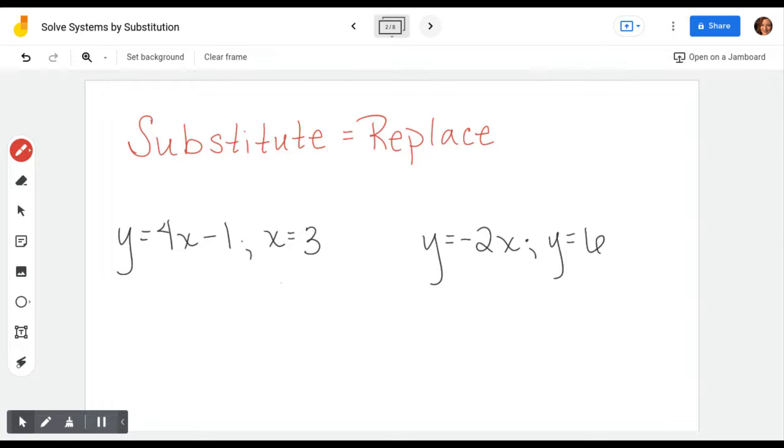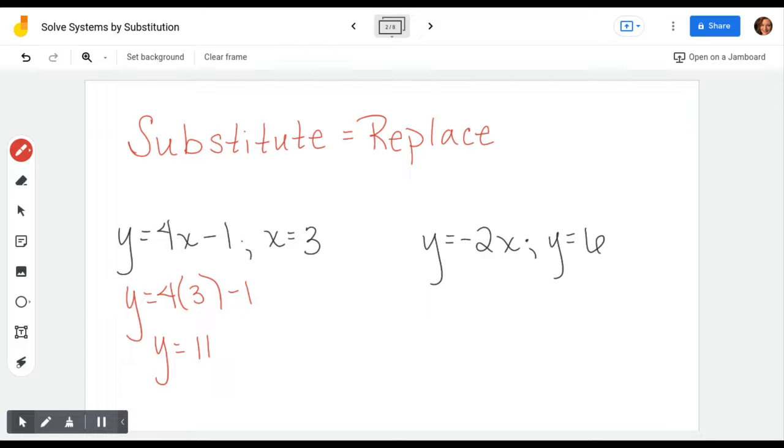For example, if we have the equation y equals 4x minus 1, and then I tell you that x is 3, then all you do is you take that value for x and you plug it in. So this would really be 4 times 3, which is 12. 12 minus 1, y would equal 11.